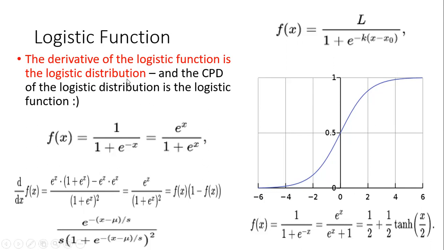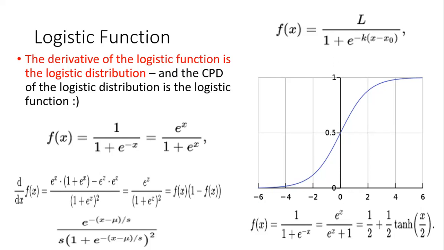The derivative of the logistic function is the logistic distribution. Now this is one other point which is going to confuse you, because what we have read up to now is that the cumulative distribution function of the logistic distribution is the logistic function. Okay. But if I take the derivative of the logistic function, it becomes the logistic distribution.